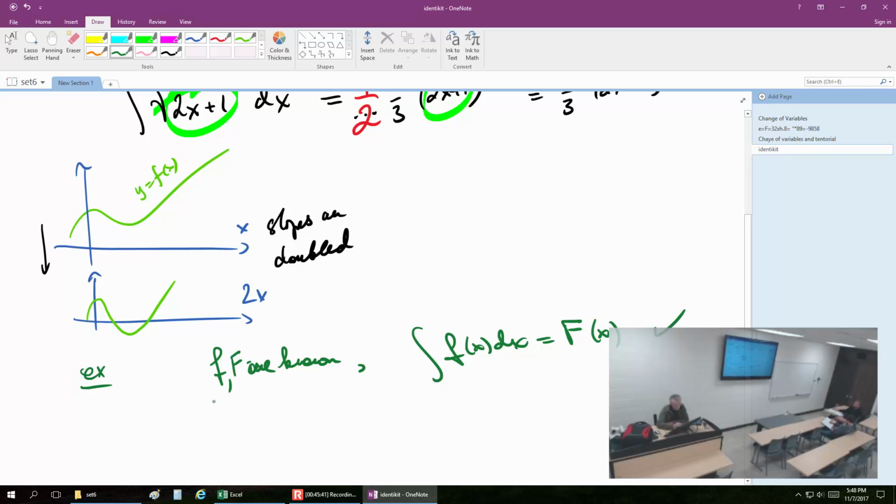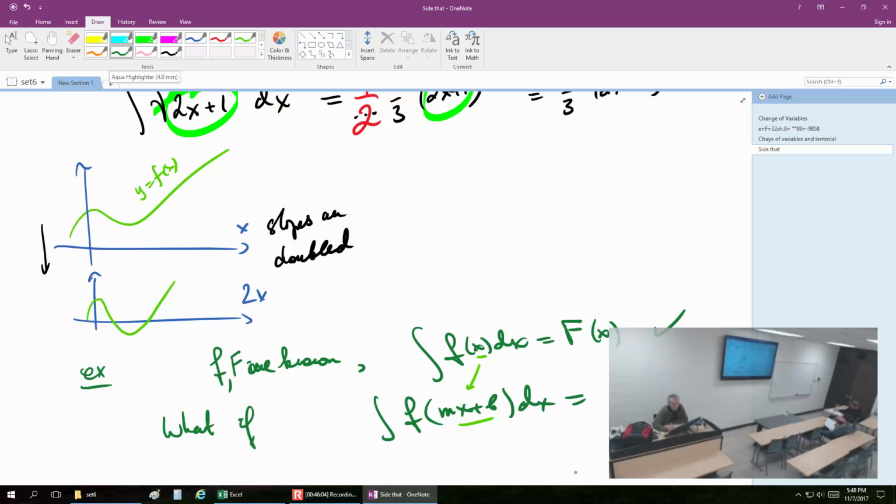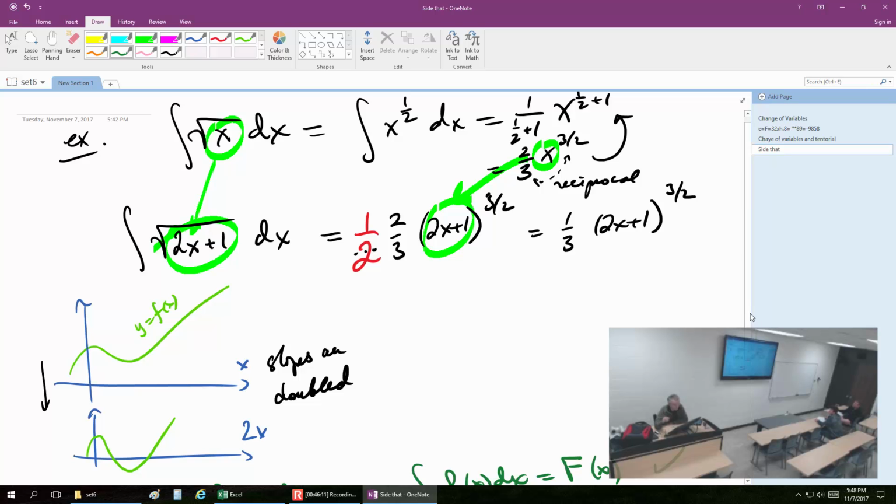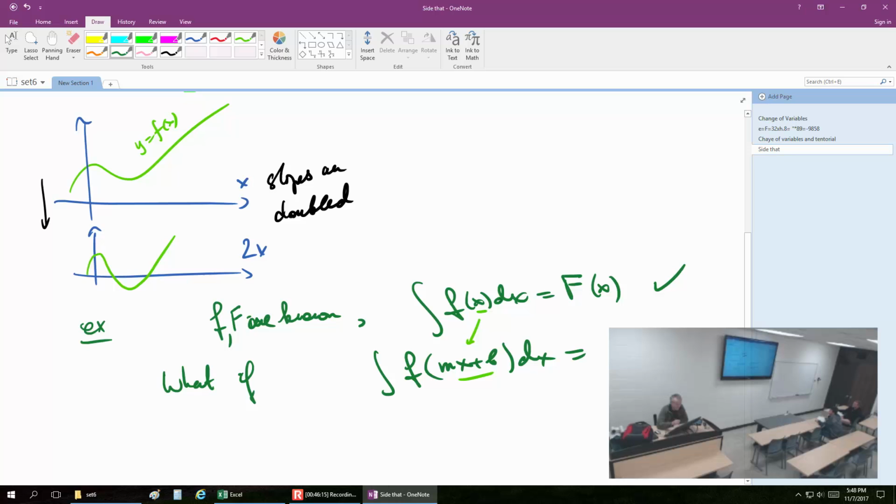Okay? So now what if we want to look at the integral of f of mx plus b dx? So I'm replacing x with mx plus b, just as I did before. So what will the antiderivative be? Once again, just like in this example over here, I first do the substitution. So this is the substitution, x replaced with mx plus b. So I still carry that out, mx plus b. Okay? And there has got to be a coefficient, 1 over m.